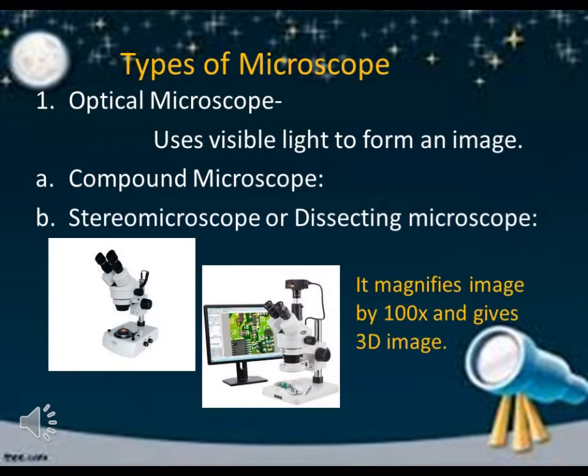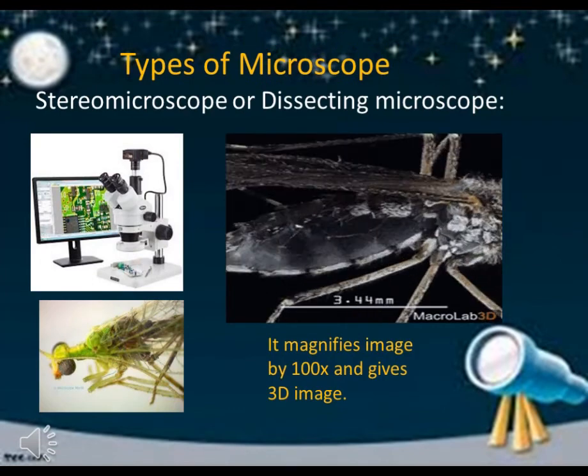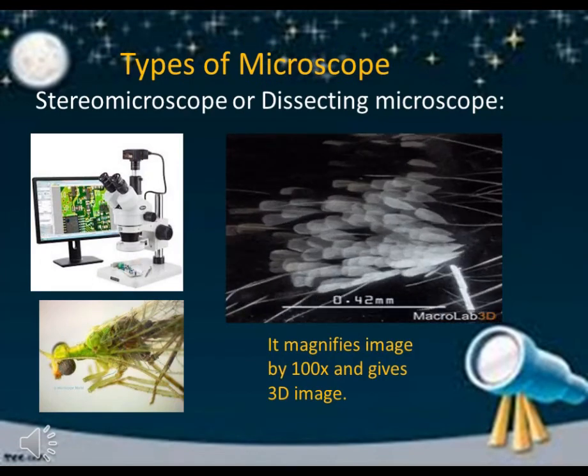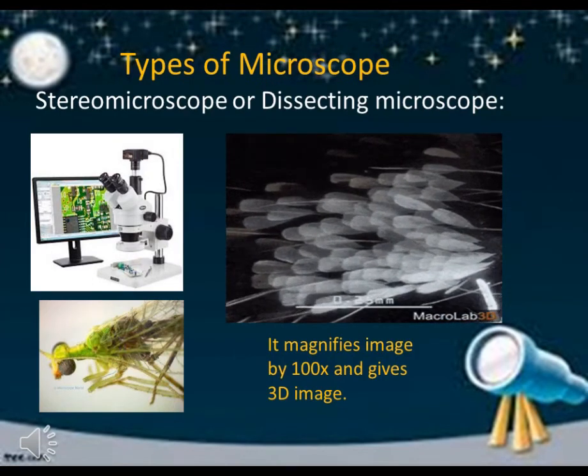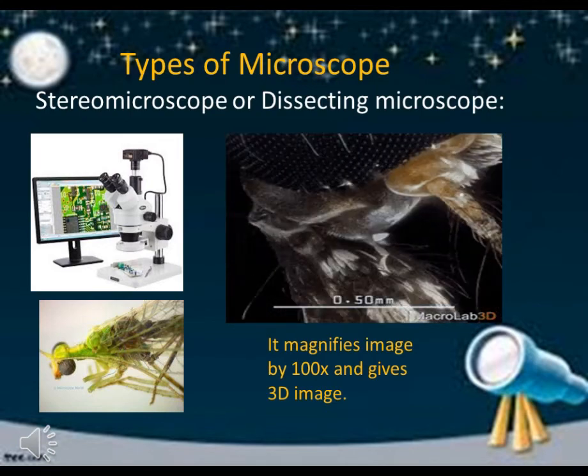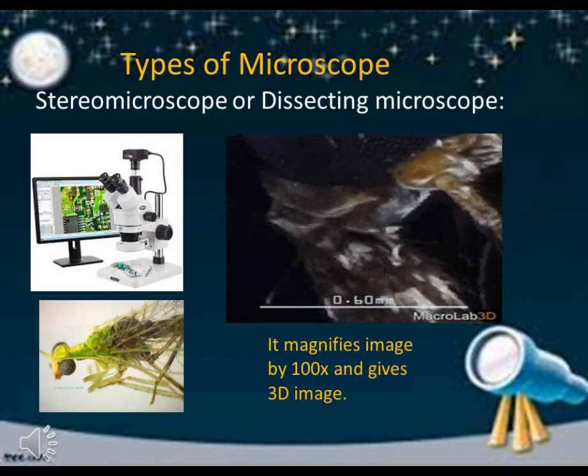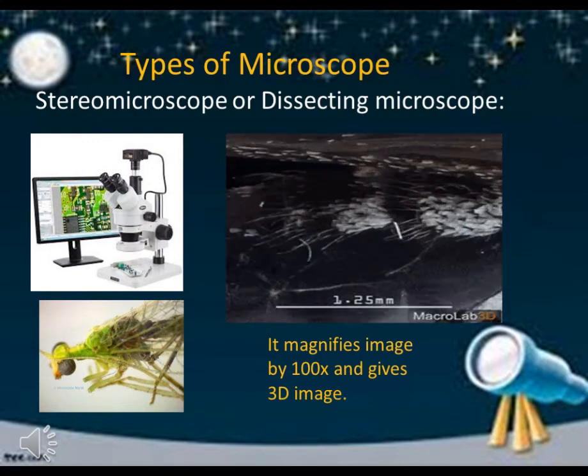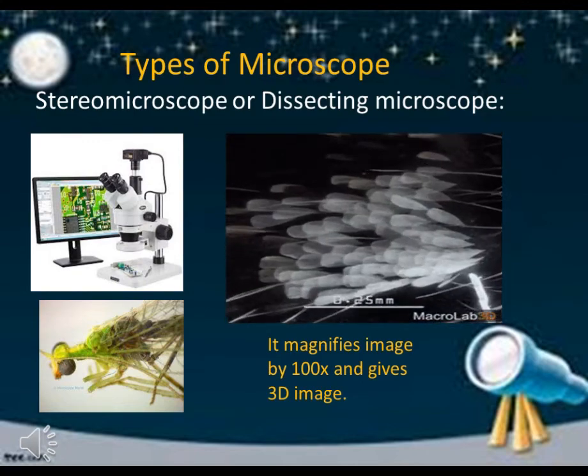We have also the stereomicroscope or dissecting microscope under the optical microscope that magnifies an image by 100 times and gives a 3D or 3-dimensional image. And here, you can see the image created by the stereomicroscope, which magnifies an image by 100 times, and also the 3-dimensional image formed, shown through this GIF.